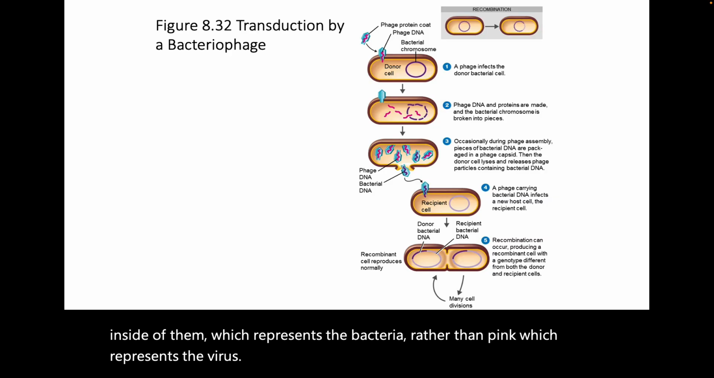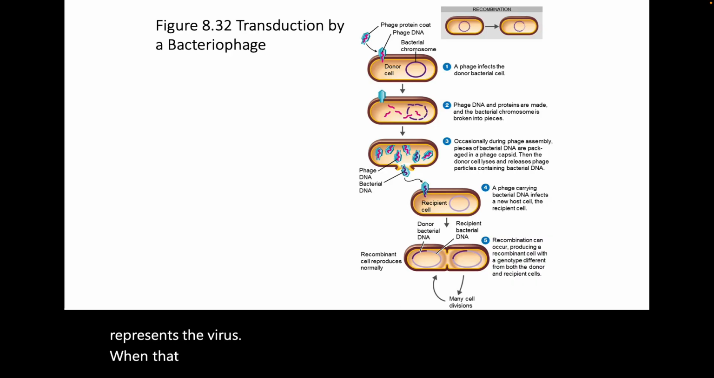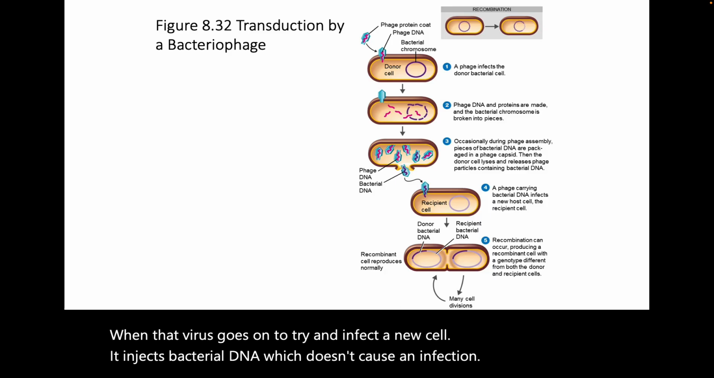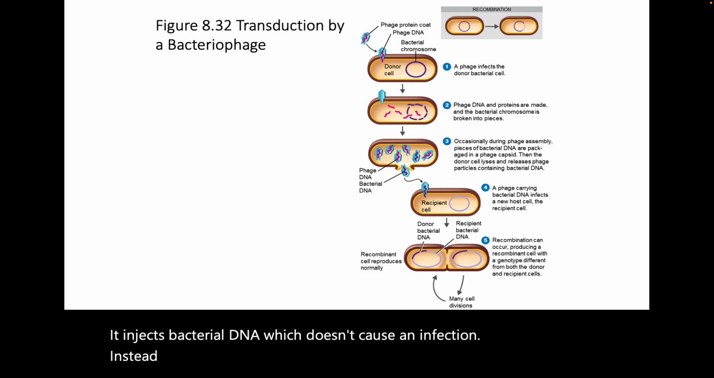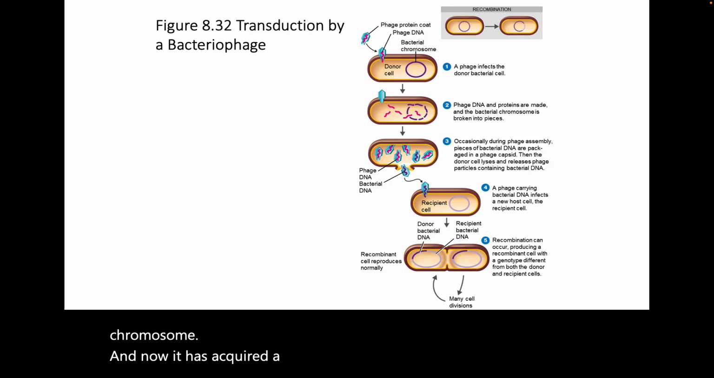When that virus goes on to try and infect a new cell, it injects bacterial DNA, which doesn't cause an infection. Instead, the cell can incorporate that new piece of DNA into its chromosome, and now it has acquired a new piece of DNA through horizontal gene transfer.